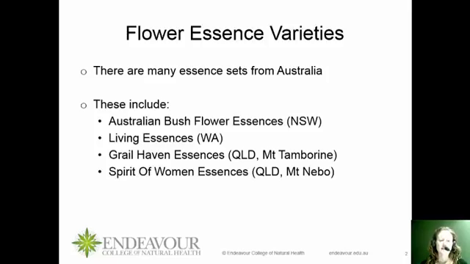The living essences, which are from Western Australia, the Grail Haven essences, which are from Queensland at Mount Tamborine, and the Spirit of Woman essences from Queensland in Mount Nebo.